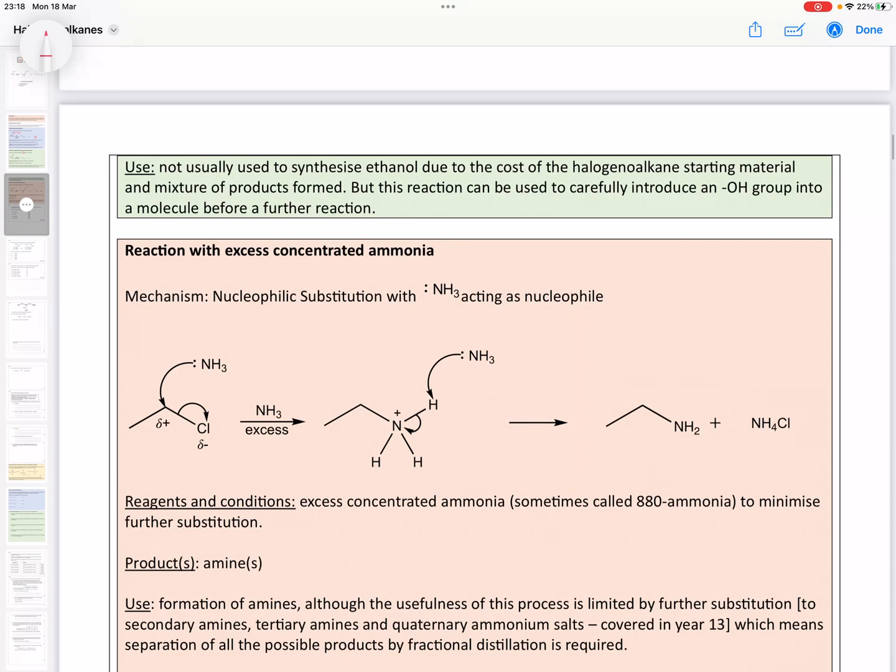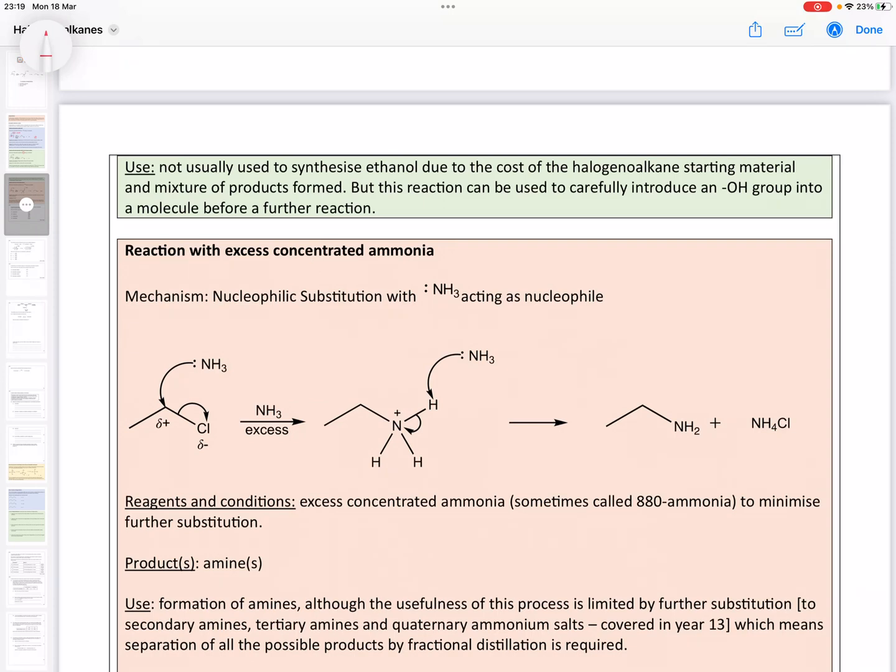Although we're making an alcohol, and in this case with chloroethane as the starting material that alcohol was ethanol, we wouldn't usually use this reaction to make ethanol in any great quantities, because actually the halogenoalkane starting material is worth more than the ethanol that can be obtained much more cheaply via reactions such as fermentation. However, in molecules other than ethanol, this nucleophilic substitution reaction can be used to carefully put an OH group into the right location on a molecule for the purposes of the synthesis that you're trying to achieve.